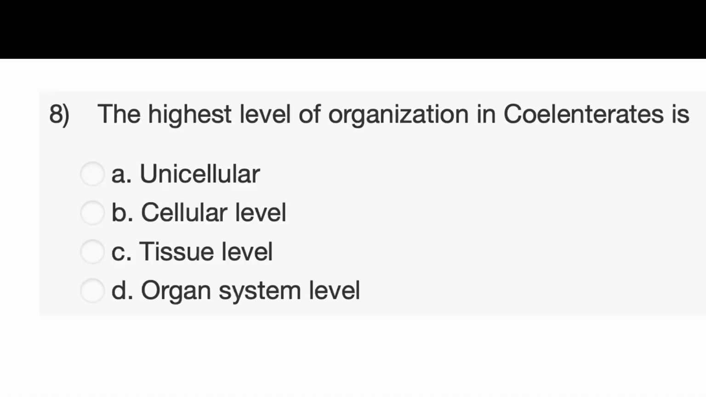Scyphozoans are what organisms and what level of organization do they possess? People have answered option C. Farsana, Mrs. Babu, Ramya, Kavi, Aparna, Aishwarya, Nandini have all answered option C. And option C is the correct answer to this question. Option C, tissue level organization, is the highest level of organization in scyphozoans.